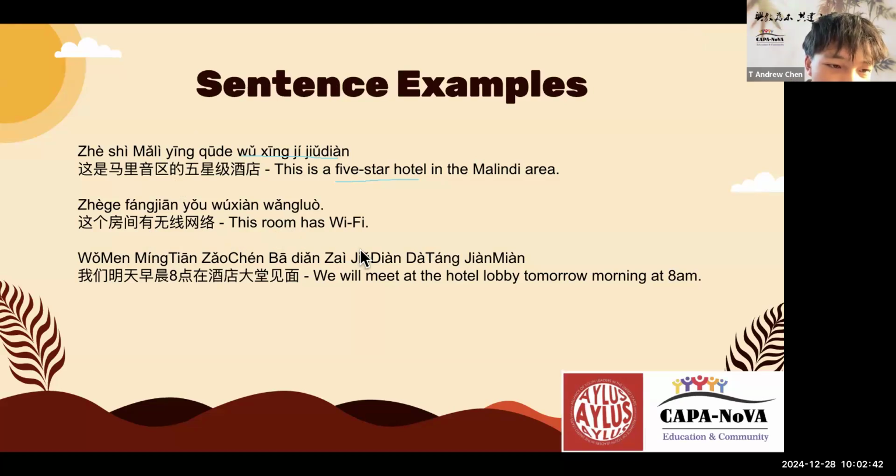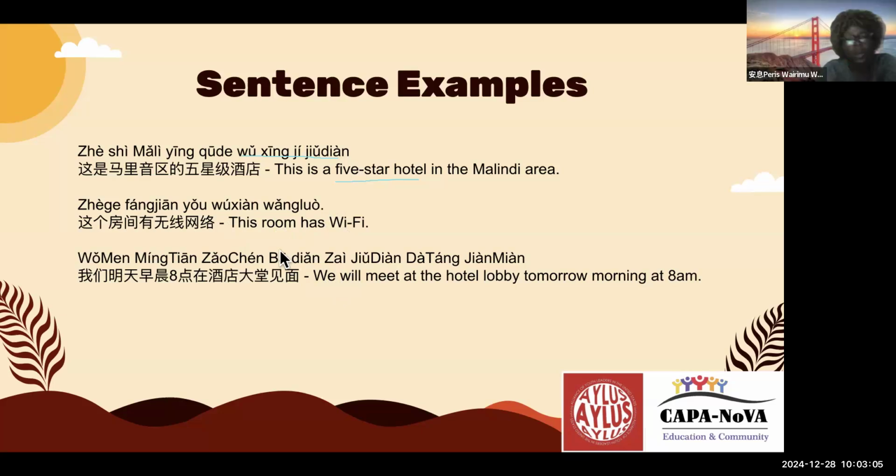You could also say this room has Wi-Fi. This room, 这个房间, has, 有, 无线网络, Wi-Fi. So this room has Wi-Fi. 这个房间有无线网络。 Very good. Good job.